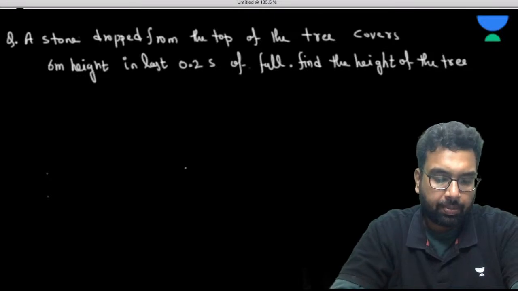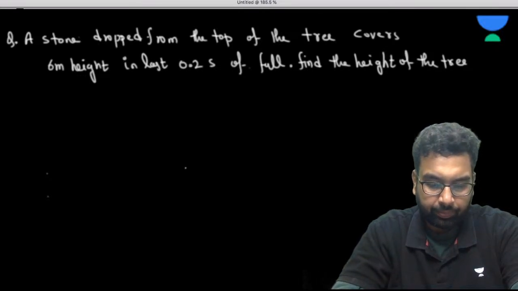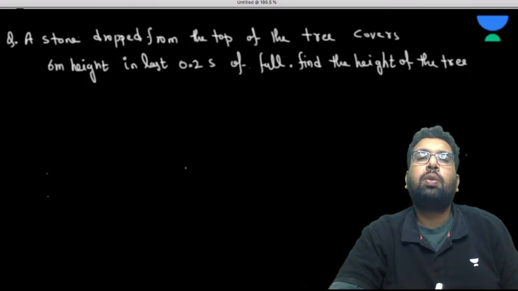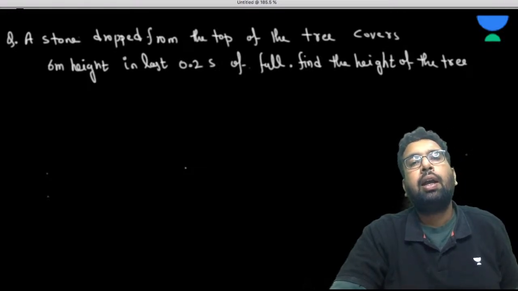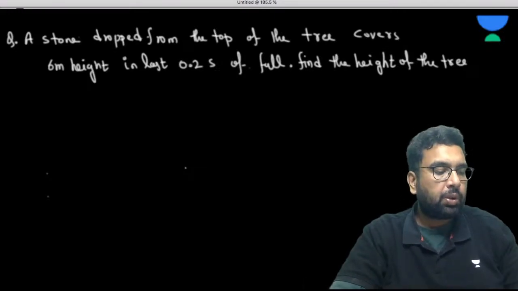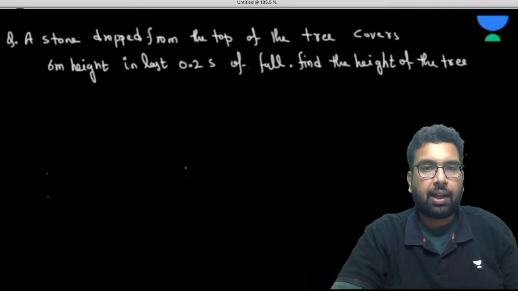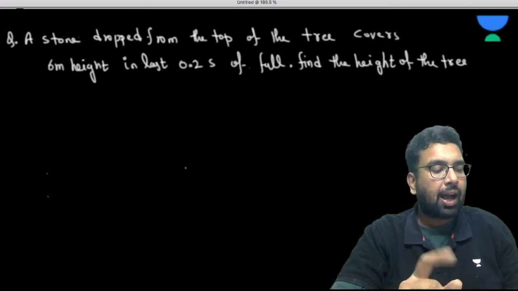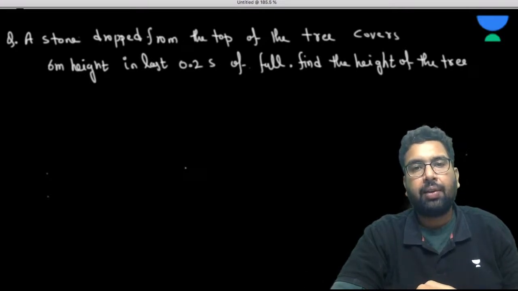How can we do it? So now what does this question say? A stone is dropped from the top of a tree and covers 6 meters of height in the last 0.2 second of fall. Find the height of the tree.